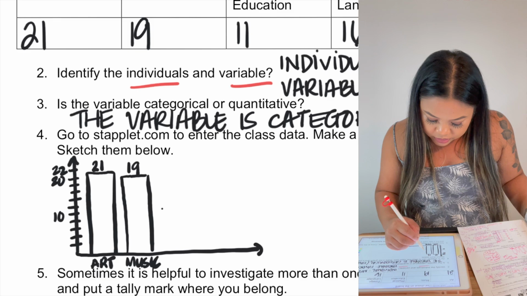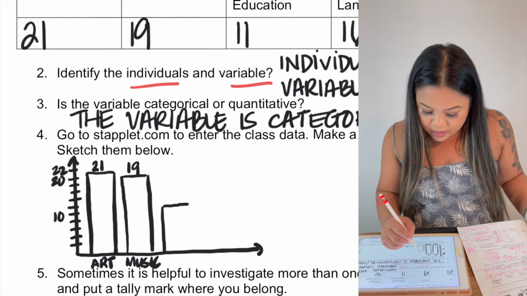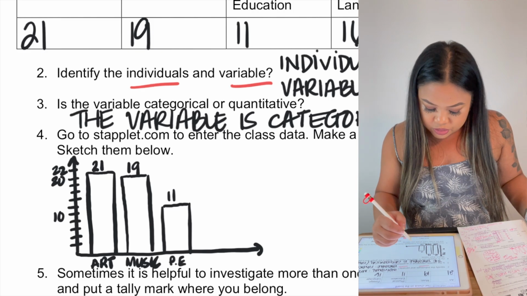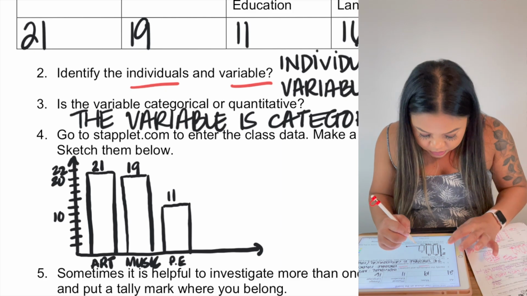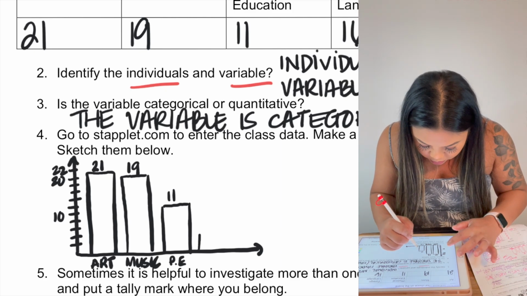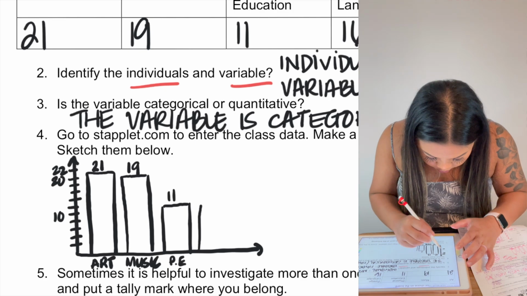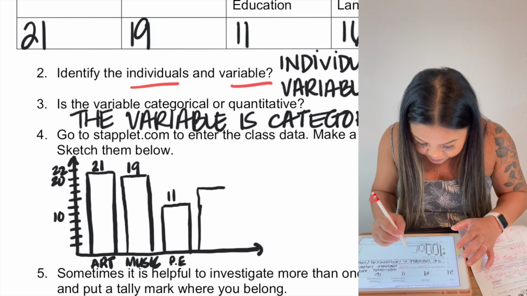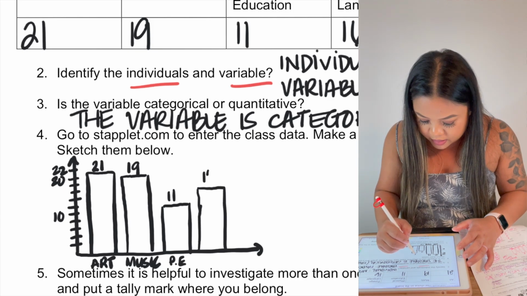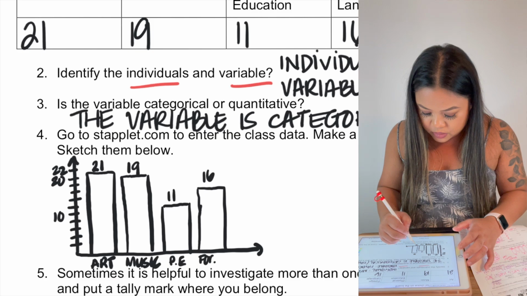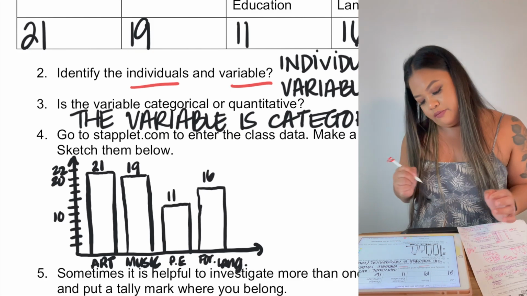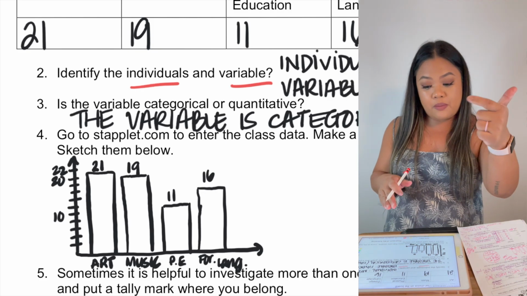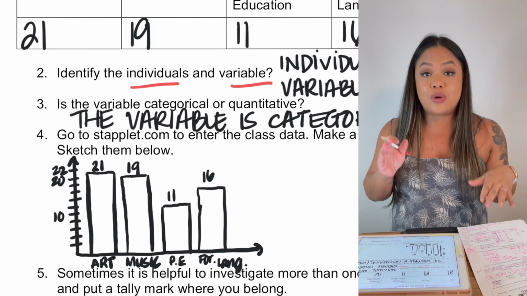And then for PE, only went up to 11. Not many people like to exercise, it seems like. That's 11, that's PE. And then foreign language, we had 16 people choose that. So I'm going to go 10, 12, 14, 16 is about right here. And that is foreign language. Put foreign lang for short, okay? So this is our distribution. It tells you what the categories are: art, music, PE, foreign language, and it tells you how much of each.